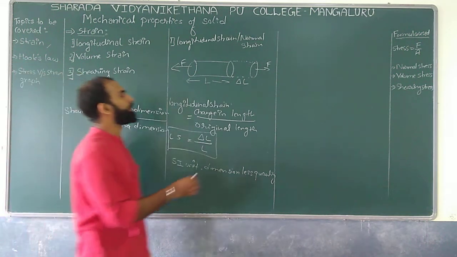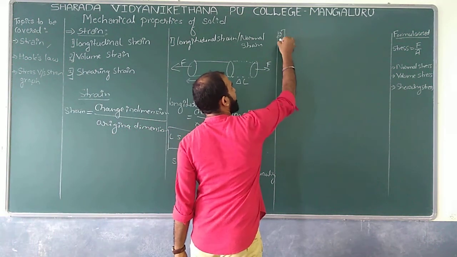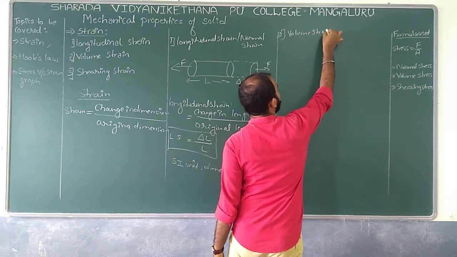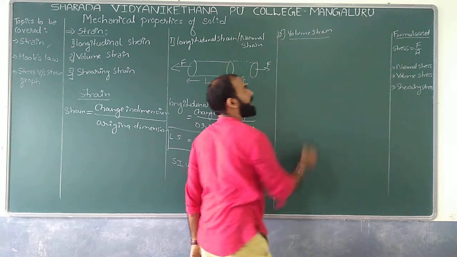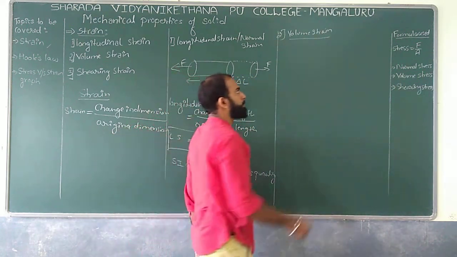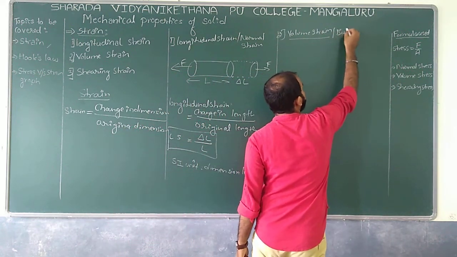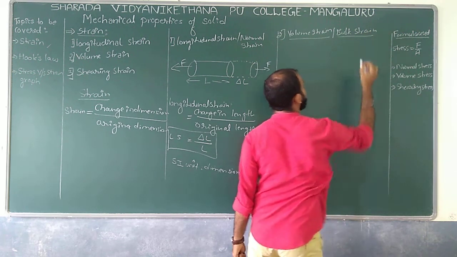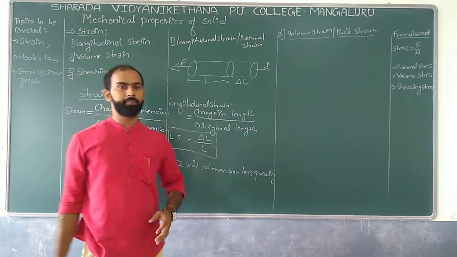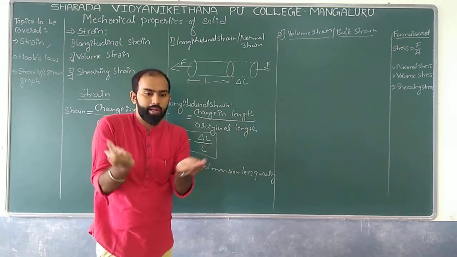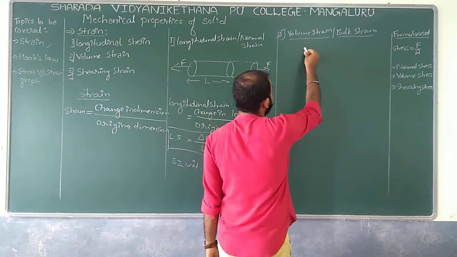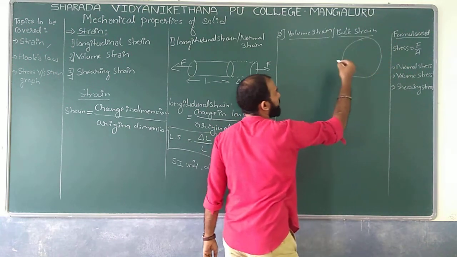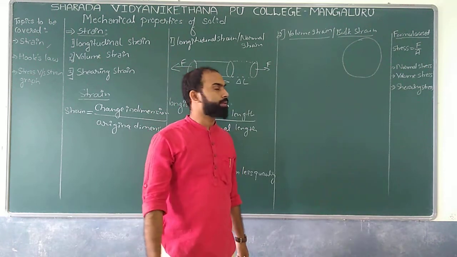Similarly, we can have one more strain, that is volume strain. This volume strain is also called bulk strain. Okay, bulk strain. What do you mean by bulk as well as volume? So you take one sphere somewhat like this, and what happens here? When I put the same sphere into the water, what happens?